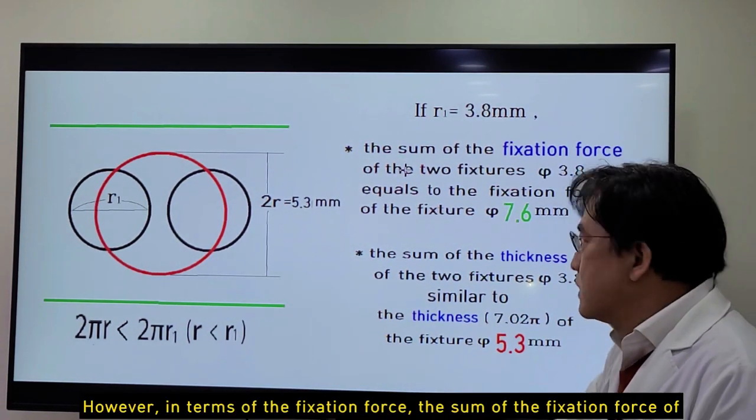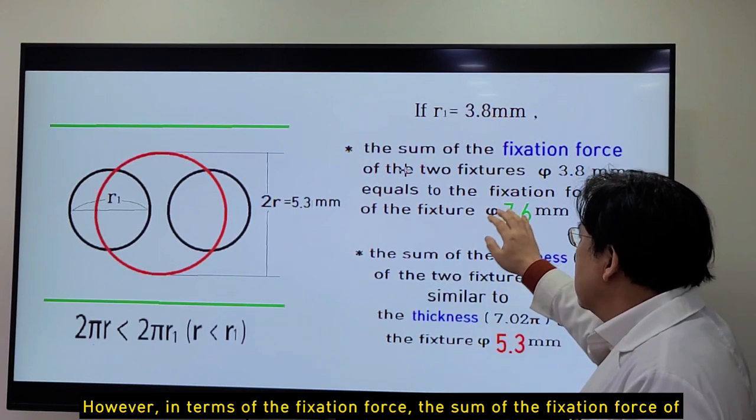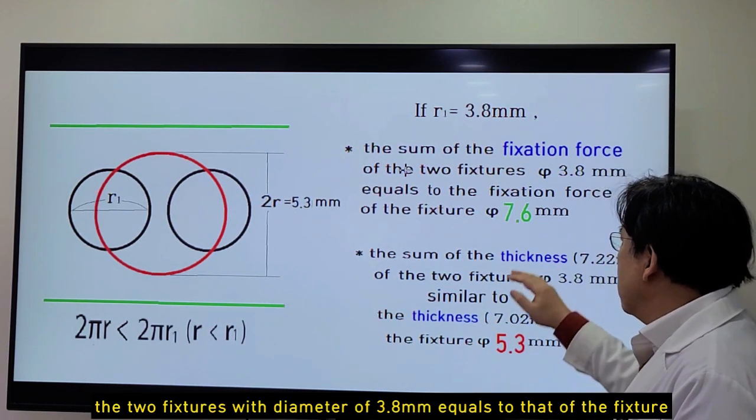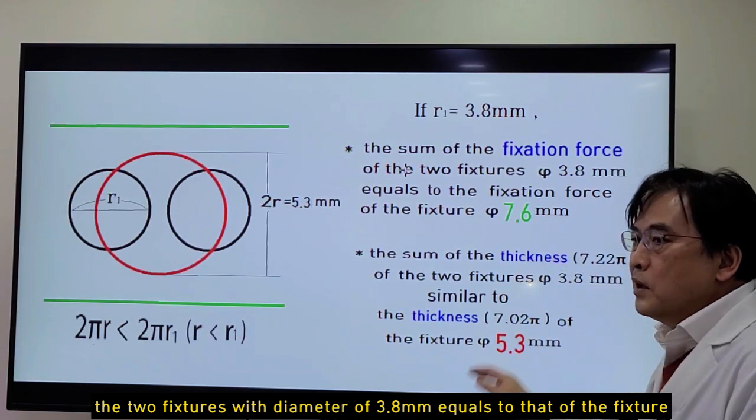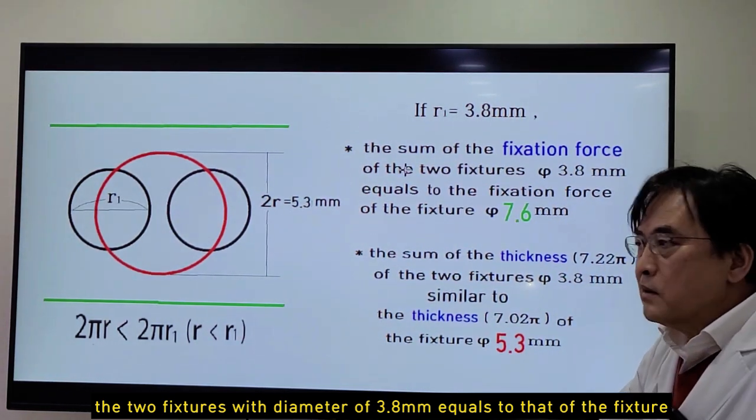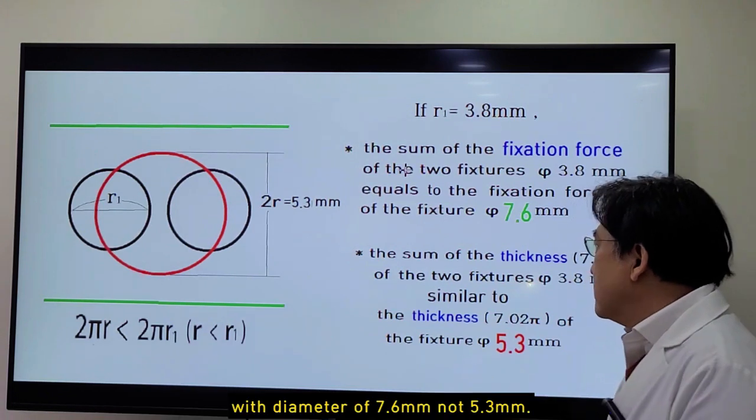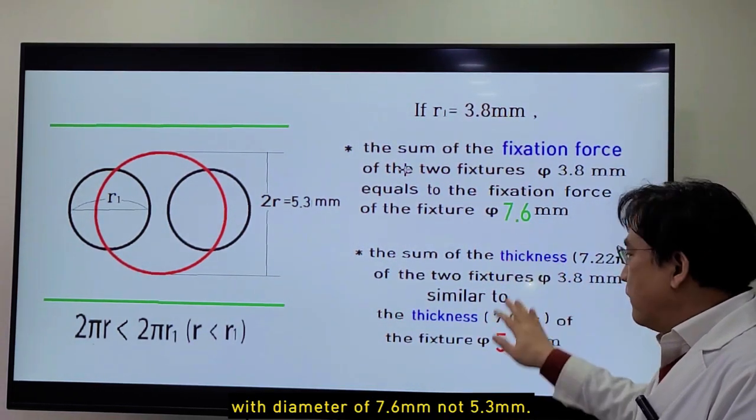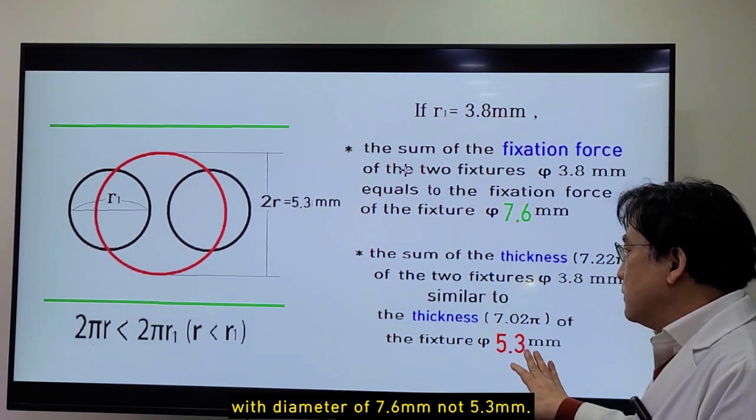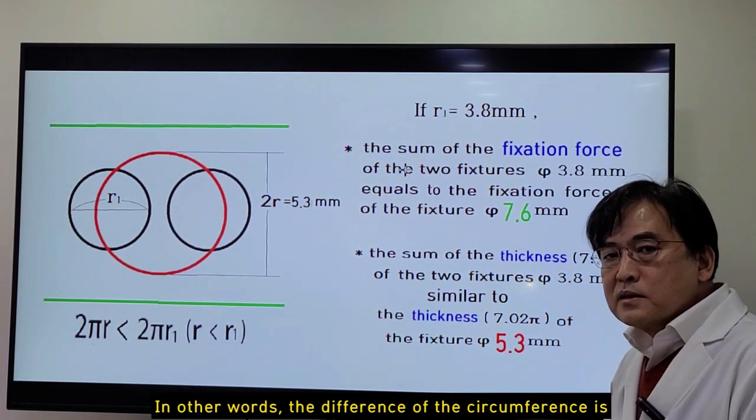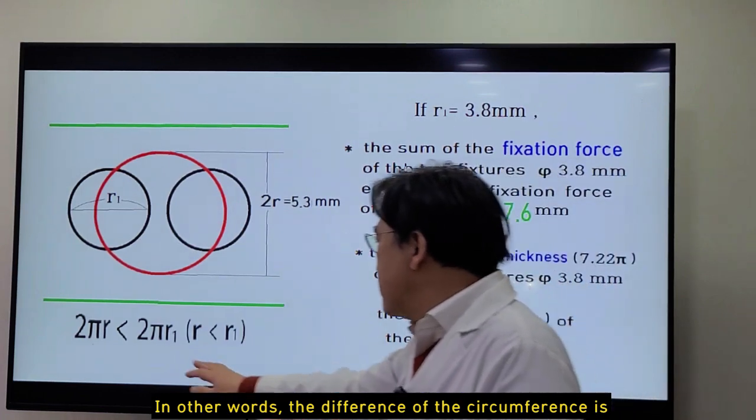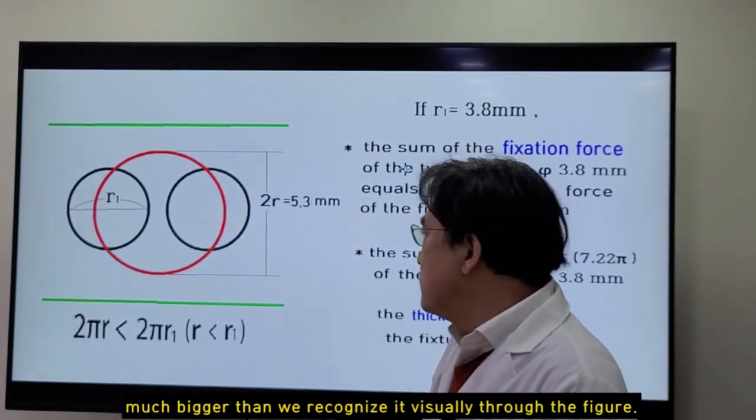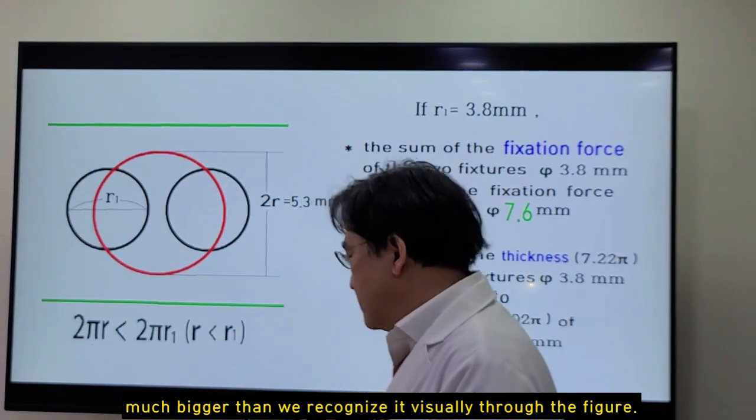However, in terms of fixation force, the sum of the fixation force of two fixtures with a diameter of 3.8 millimeters equals that of a fixture with a diameter of 7.6 millimeters, not 5.3 millimeters. In other words, the difference of circumference is much bigger than we recognize it visually through the figure.